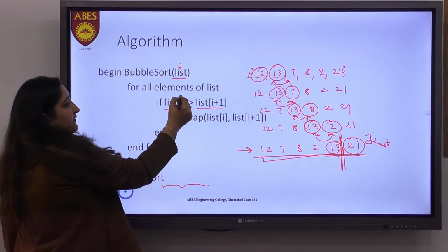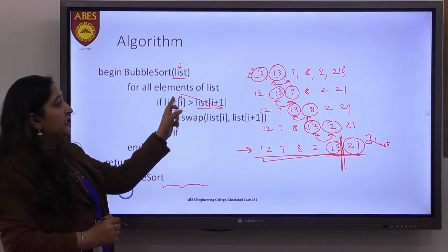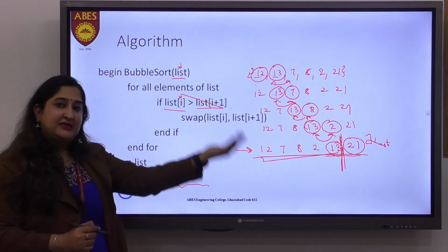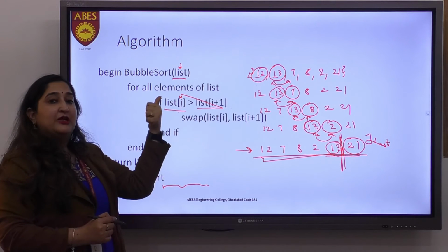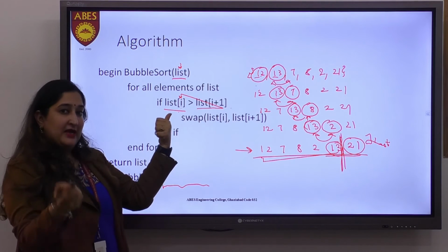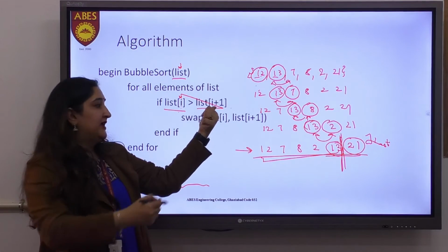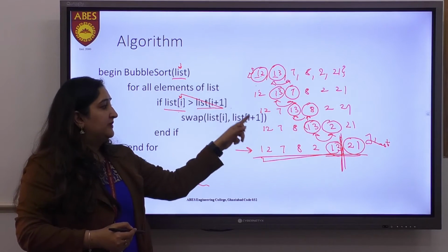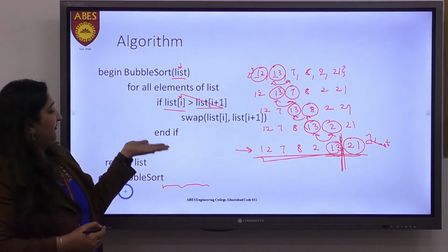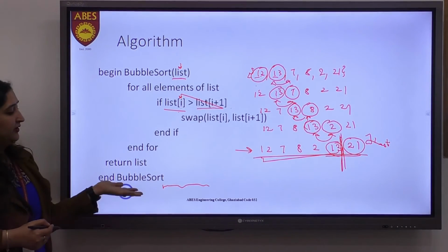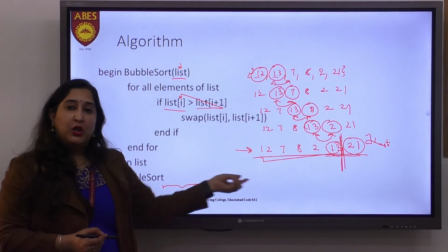That means whatever the value of I is, I will match it with the next indexed element, and if the element at the lower index is greater than the element at the next index, then I will swap these two elements. I have taken the same example, I have explained it, and after that we are just returning the list, after the whole passes.